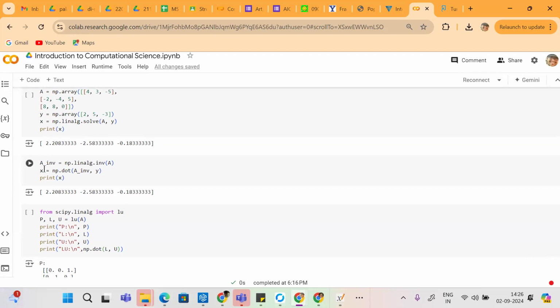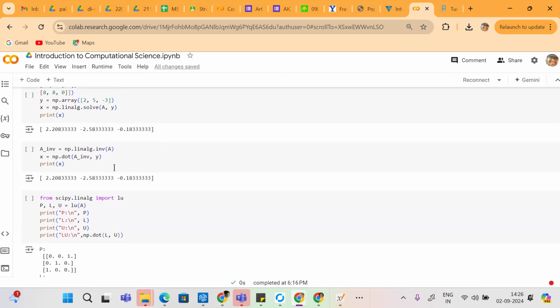You can see A inverse is the matrix I am defining over here. That is the np.linalg.inv function applied to A. Okay. So I just have to multiply it with the right hand side, y, Ax equal to y. So A inverse y, if I do, I will get x. Okay with you? So it's just giving the x.